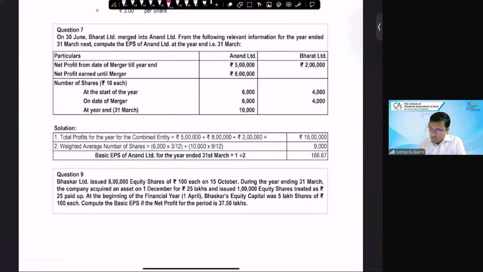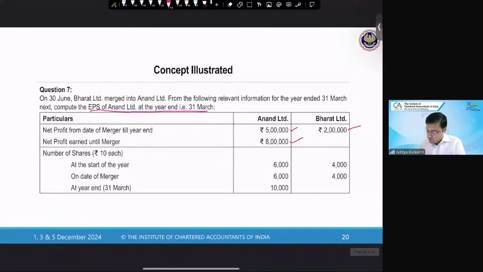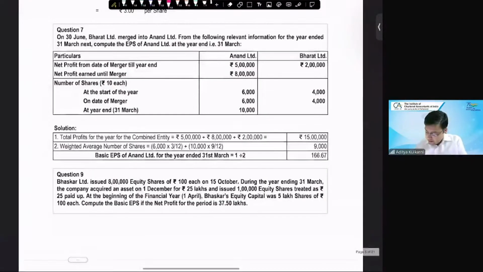What is your total profits of the combined entity? 15 lakhs, plus 8 lakhs, plus 2 lakhs. This we are not considering. It's not that it didn't earn any profit, it is not relevant to be considered. So 15 lakhs. And weighted average number of shares.